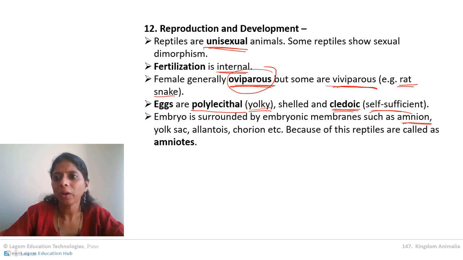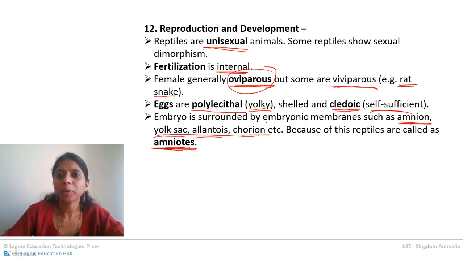Now next, its embryo has all the four membranes. Amnion is one membrane on the embryo, yolk sac is another membrane, and allantois and chorion are the other two membranes. So all the four membranes are observed in reptile eggs. That's why they are called amniotes. As all the reptile eggs are provided with all the four membranes, the embryo is called an amniote, or reptiles in general are called amniotes. Humans are not amniotes because we do not have all the four membranes. We don't have yolk sac, we don't have amnion. So that we will study later on.